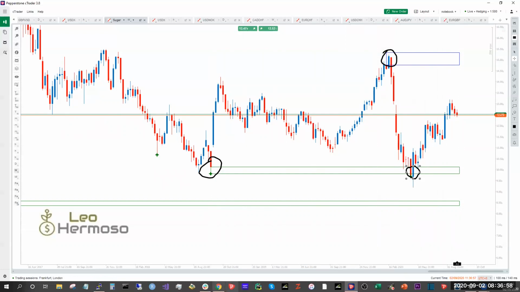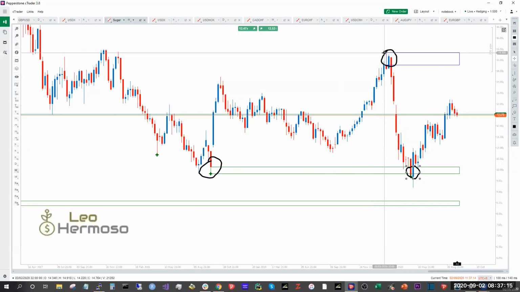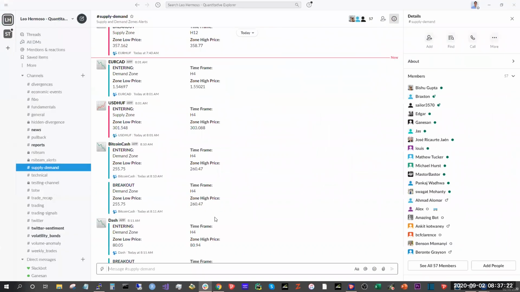So what this indicator, what this tool is telling us, and this is posting on the Slack chat, is exactly these price levels. So every time we have price entering a zone like this, we are going to get an alert on our Slack chat. Okay, so that's exactly what this tool does, and it's exactly what is alerting us.